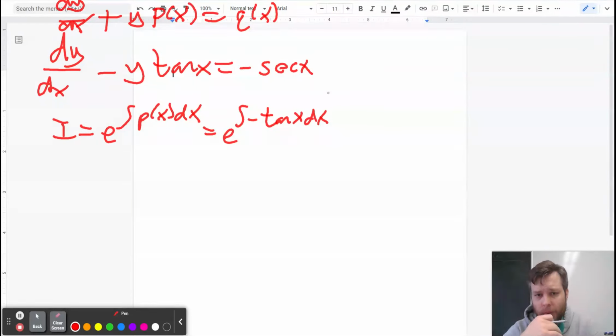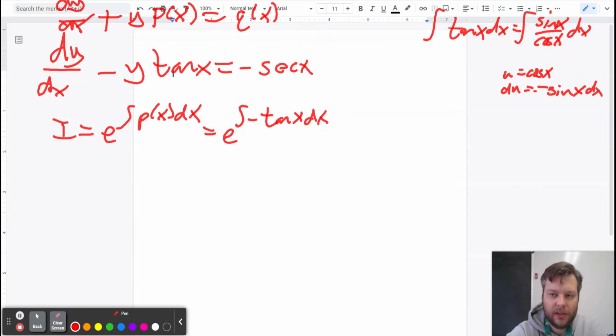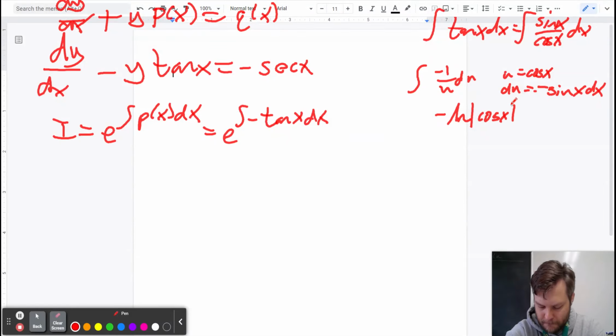Some people memorize what the antiderivative of tangent is. That's one option. Or if you want, you can just recall that tan is sine over cosine. And so a u substitution for cosine of x is going to cancel out with sine of x, because the derivative of cosine is negative sine. And so then you get the integral of negative 1 over u du. And so you get negative natural log of the absolute value of u, absolute value of cosine x, like that.